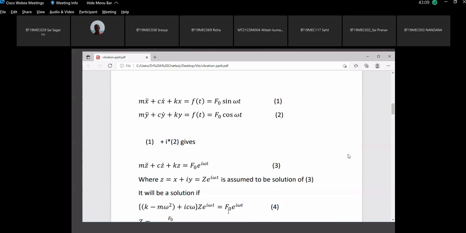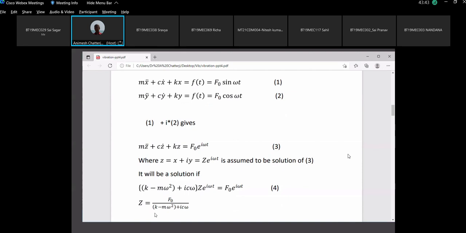There is a little problem today because I am not able to give you a readily available PPT, but you yourself can also derive it without my help. So if we assume that the solution exists as capital Z e to the power i omega t, then this should satisfy this complex differential equation. So if you put small z here, you will get this. Did you get it? Equation number 4 will come. And then we say capital Z is equal to f0 by k minus m omega square plus i c omega. So we have got the value of capital Z.